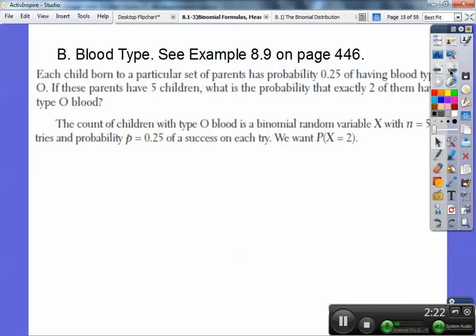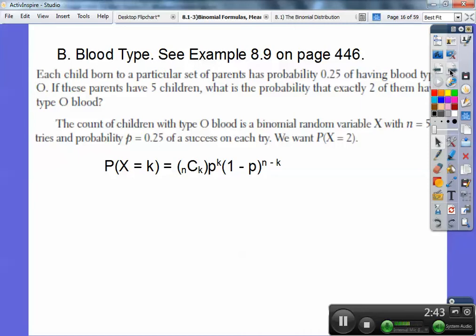If these parents have 5 children, what's the probability that exactly 2 of them will have blood type O? Okay, so the count of children with type O blood is a binomial random variable with n equals 5, and probability is 0.25 successes. So we want to find P of x equals 2. So using their formula that they give us, actually this is a different formula from what the book has. The book's is kind of nasty, you guys. I'll show you in just a little bit.